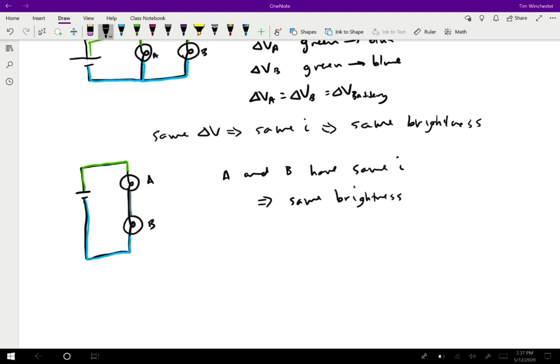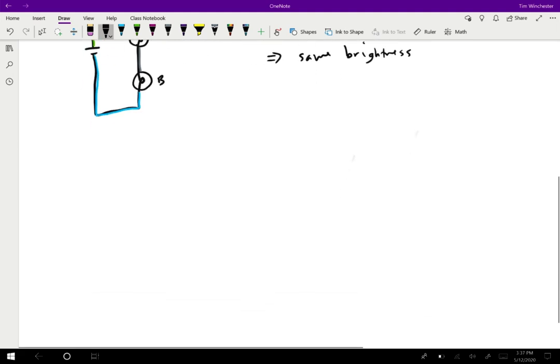All right, so in this case, the potential didn't help, but the current did. In the first case, we couldn't use the current because we didn't know how the current split up, but we did know that the potentials were the same. All right, so let's look at a case where we can use both at once.